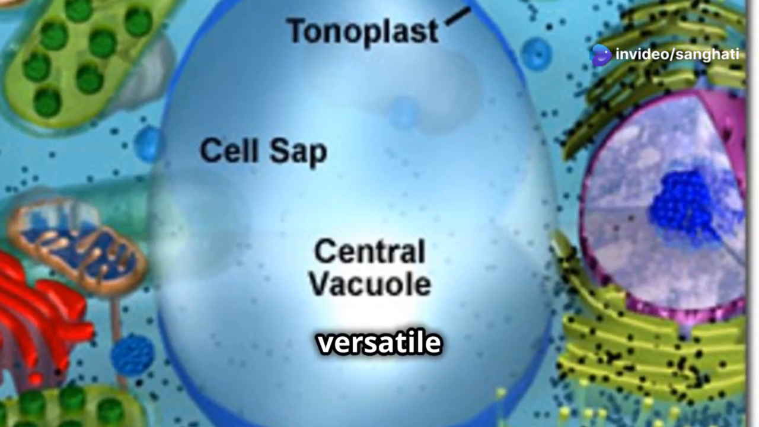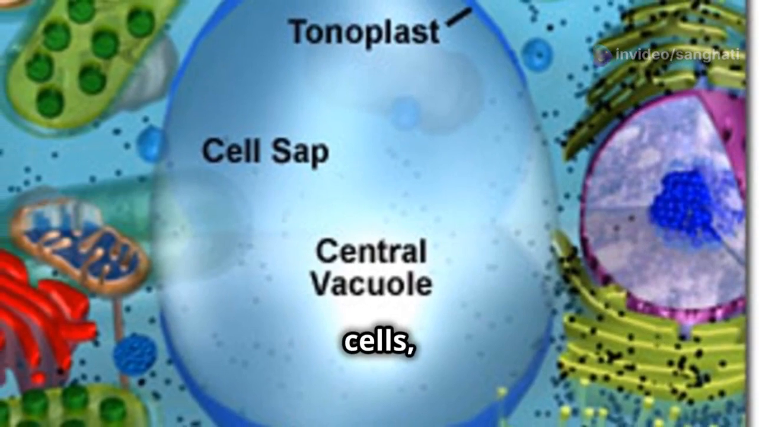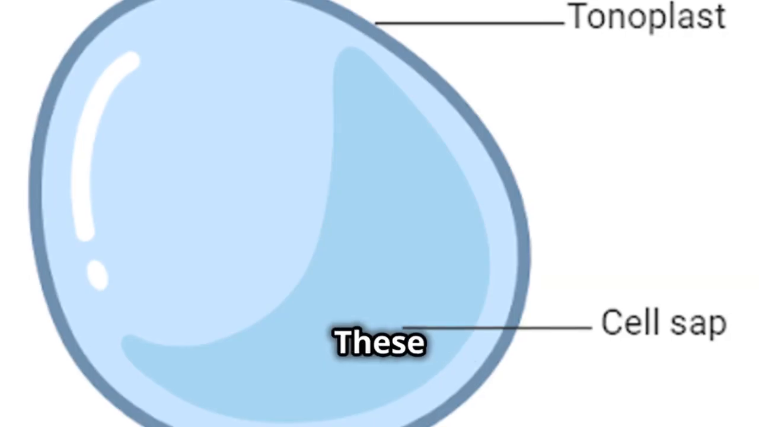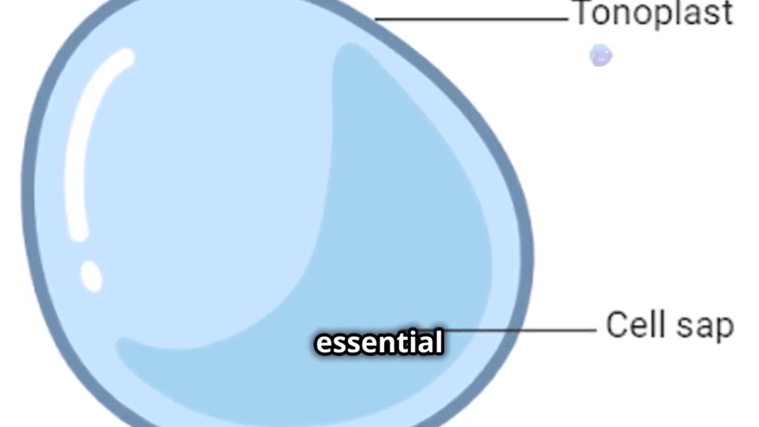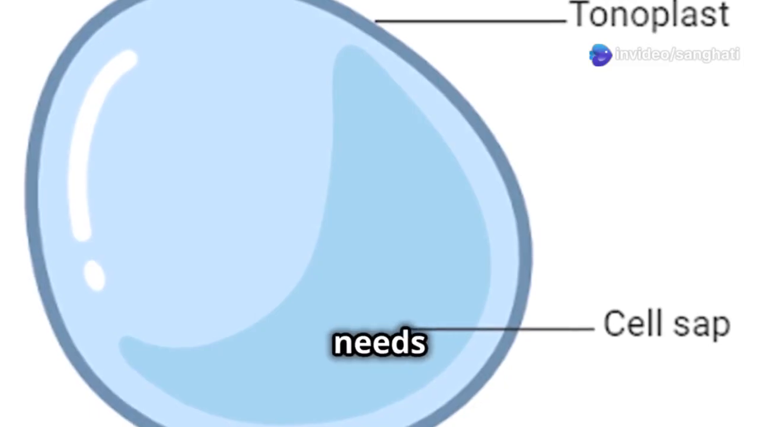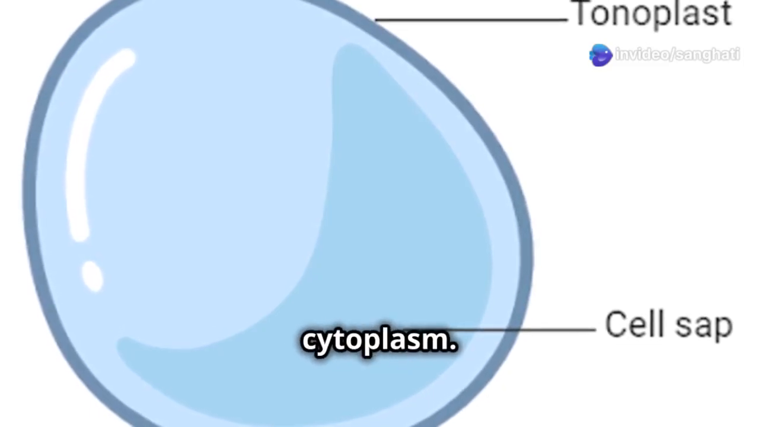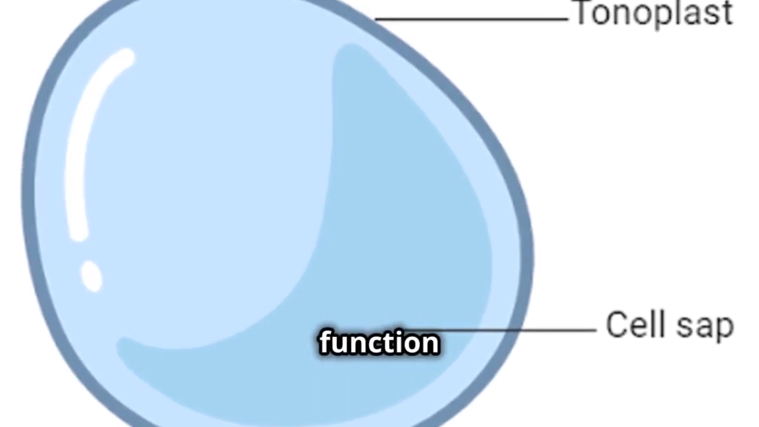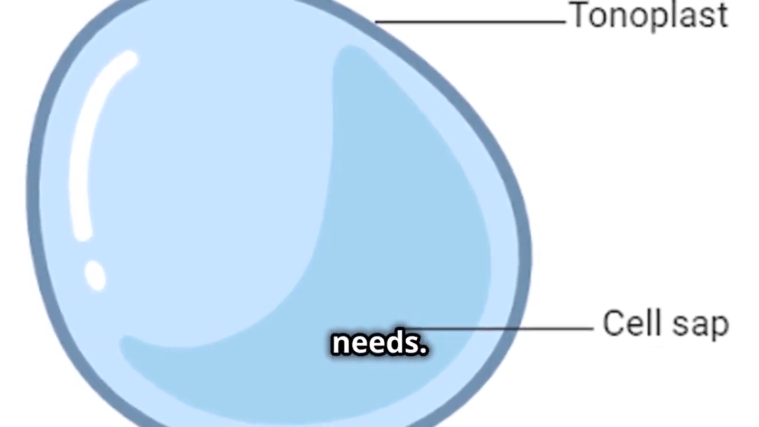Vacuoles are versatile storage organelles found within cells, playing a critical role in the cell's ability to maintain homeostasis. These membrane-bound compartments are essential for storing nutrients, waste products, and other substances that the cell needs to segregate from the rest of the cytoplasm. Vacuoles can vary greatly in size and function, depending on the type of cell and its needs.